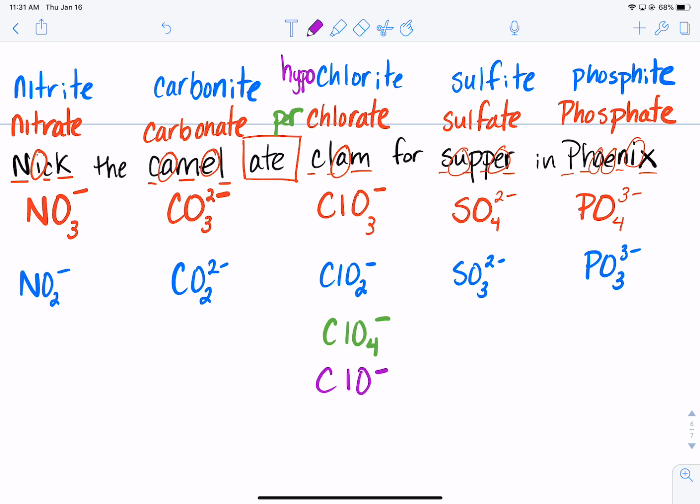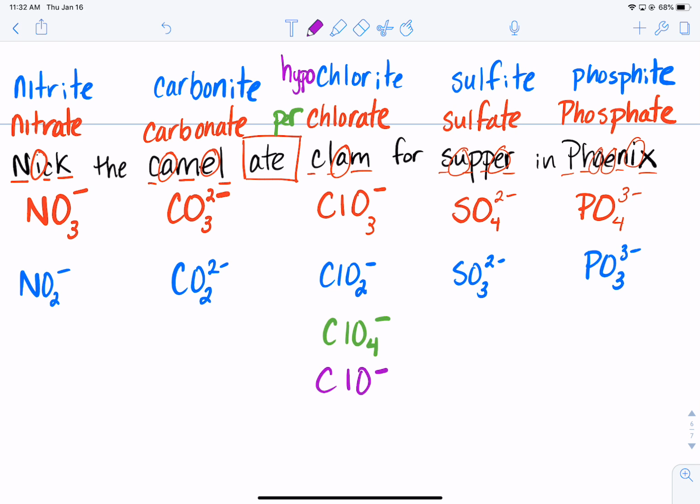Chlorine, see where it is on the periodic table? It's the second to last column. What family do we call that? Halogen. Yeah, it's in the halogen family. So halogens have a unique characteristic.